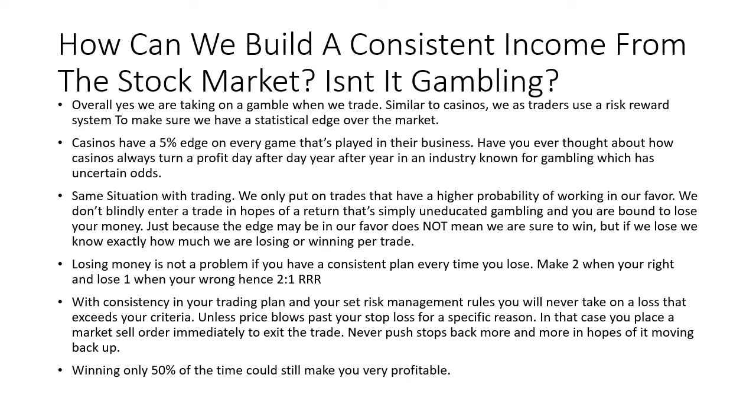If you have a consistent plan, every time you lose 1, you make 2 when you're right, and lose 1 when you're wrong. Hence the 2-to-1 risk-reward ratio, right? Now, before I go on to the next bullet, I want you to think of this. Don't think of losses as you lost. Even though, yes, you lost, think of it as a business expense. You literally paid to play. You paid the cost that you were willing to pay to play and see if you were right in that trade.